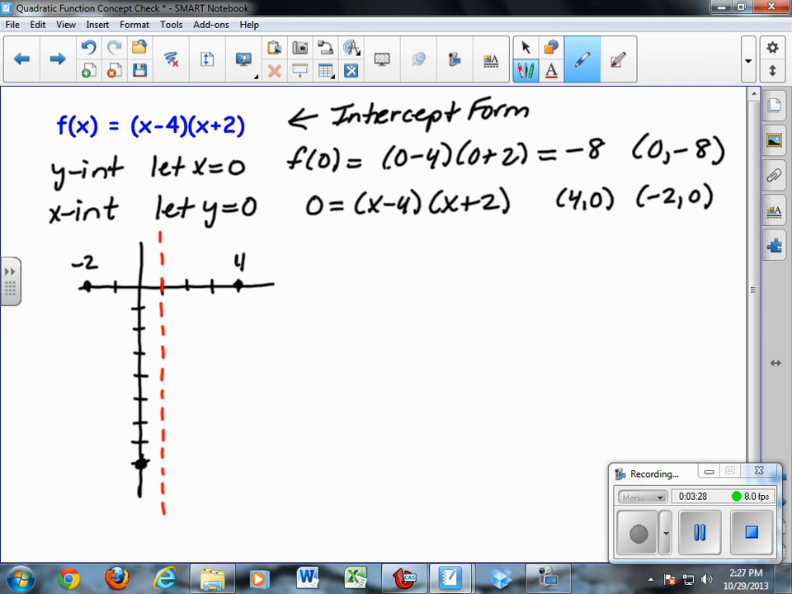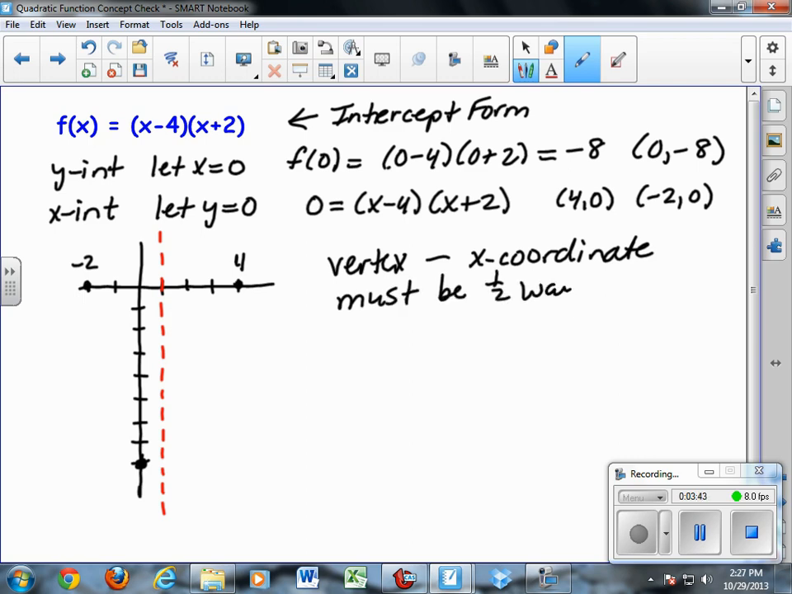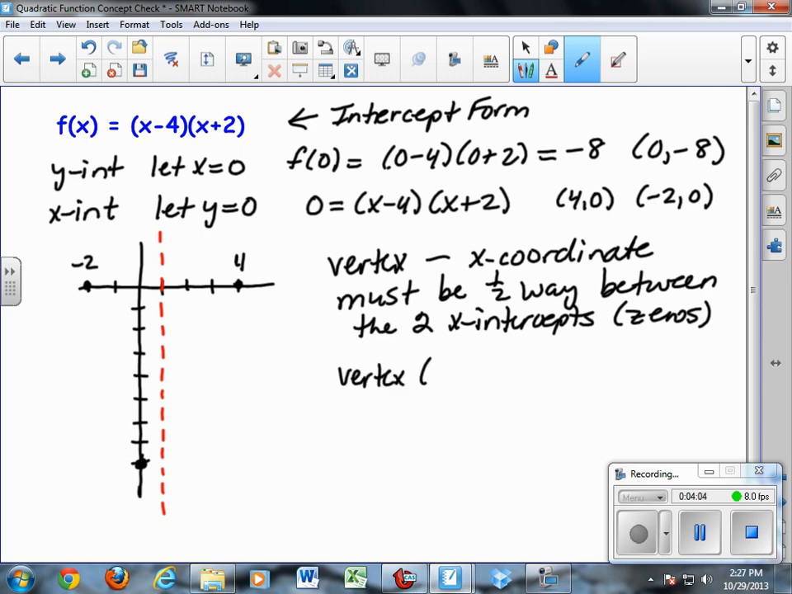So I know the vertex, the x-coordinate has to be halfway between the two zeros. The zeros are another name for the x-intercepts, so it's halfway between the two x-intercepts. So I know that the vertex has to be positive 1 something.